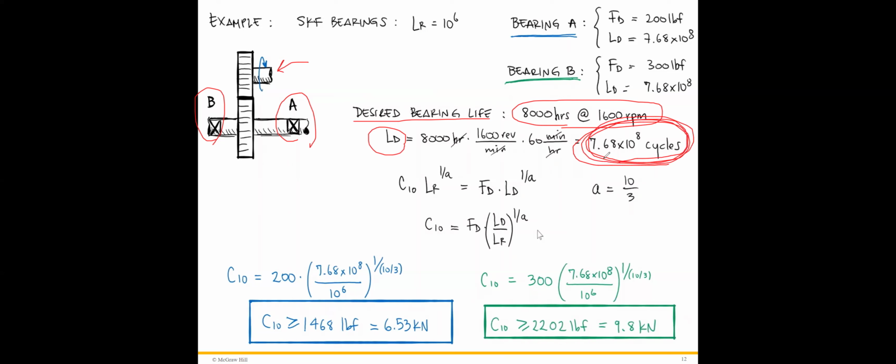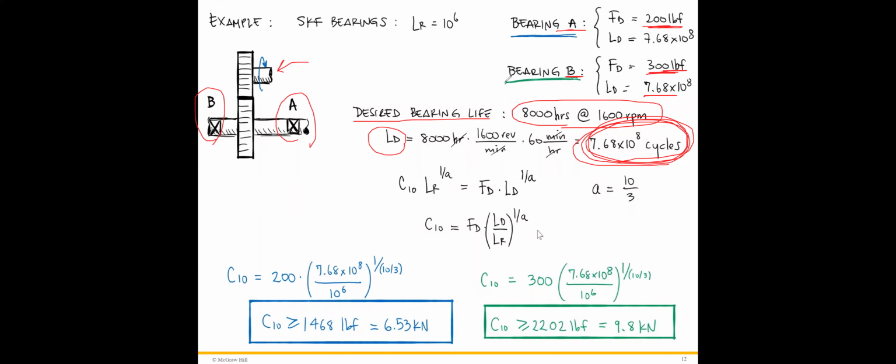We also desire the load for bearing A to be 200 pounds, and the load for bearing B to be 300 pounds. And both bearings A and B have a desired rating life of 7.68 times 10 to the 8 cycles.